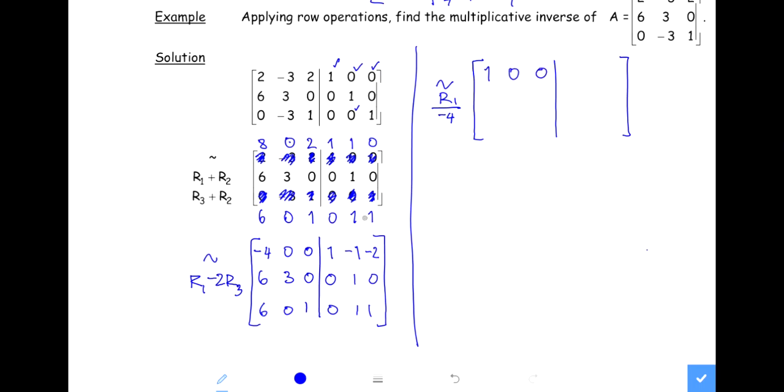This number 1 divided by negative 4, I'm going to have negative 1 over 4, right? Negative 1 divided by negative 4, that is 1 over 4. Negative 2 over negative 4 is going to be 1 over 2. Yay, right? And next one, I want to change.